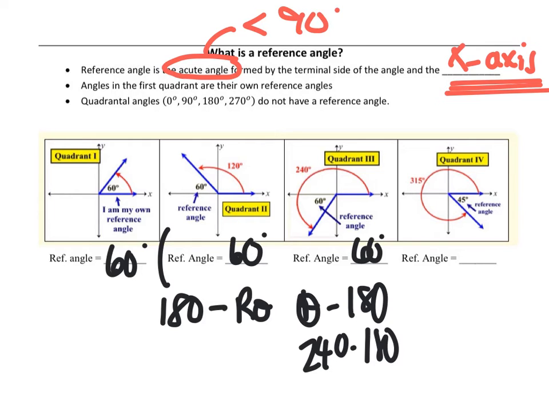And in quadrant 4, okay, so I graph my 315 and I'm saying how far am I from the x-axis? Now notice I'm not near the 180 mark anymore, right? 180 was on this side of the y-axis. I'm back on this side. So now I'm going to use 360 minus my 315 to get a reference angle of 45.